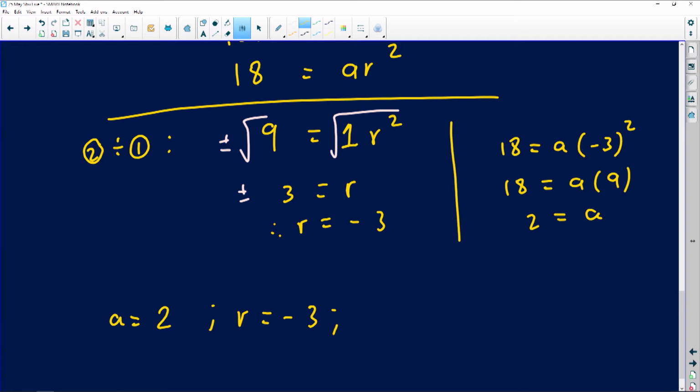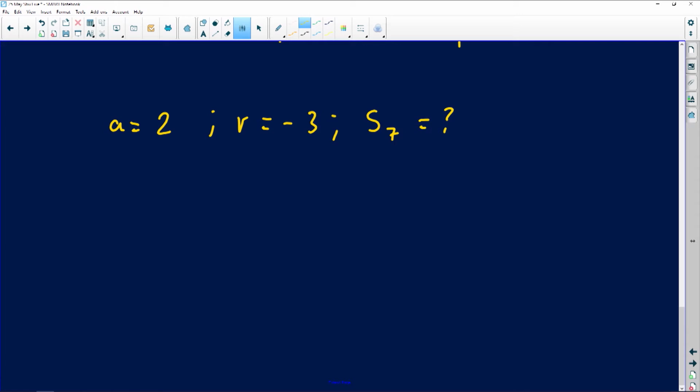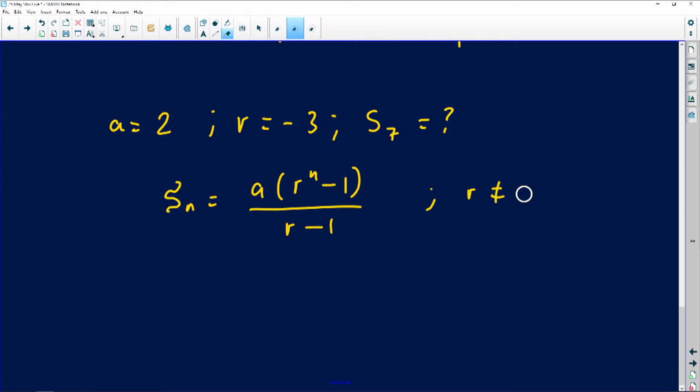I'm looking for the sum of 7 terms. This is what I'm looking for. So let's recall the relevant formula to use here. Sn is A times R to the power n minus 1, over R minus 1, where R cannot be equal to 1, because if it's 1, then you're going to have division by 0, which is a problem. So I'm looking for the sum of how many terms? Of 7 terms. What is my A value? It's 2. What's my ratio? My ratio is negative 3, to the power of n.